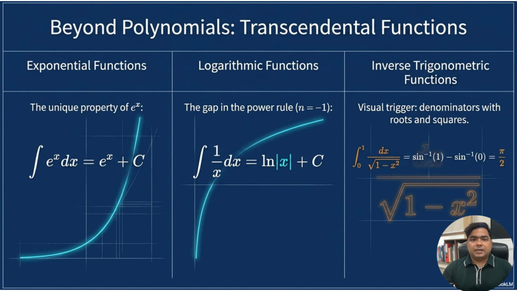The third category is inverse trigonometric functions. These often appear when we have denominators involving roots and squares. For example, expressions involving 1 minus x squared or a squared plus x squared can lead to inverse sine or inverse tangent. The important idea is pattern recognition.